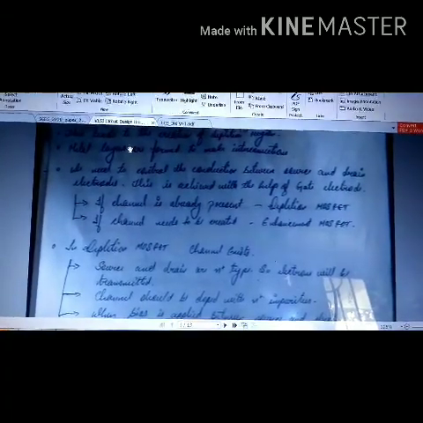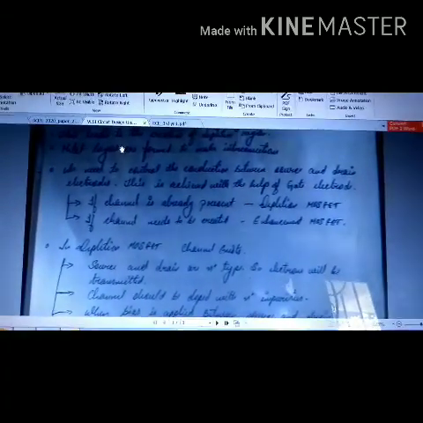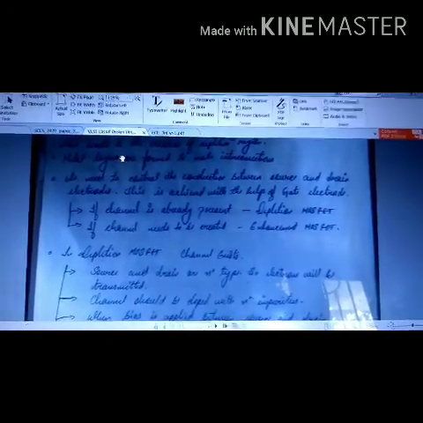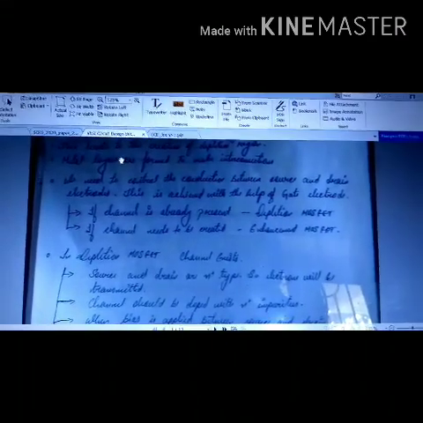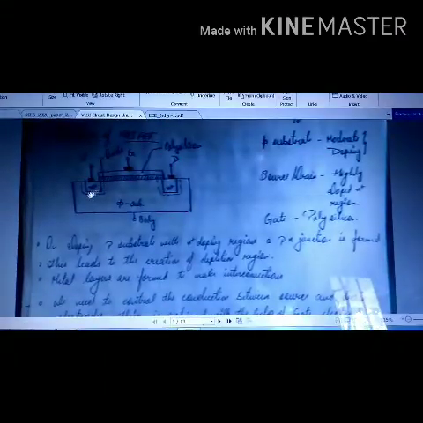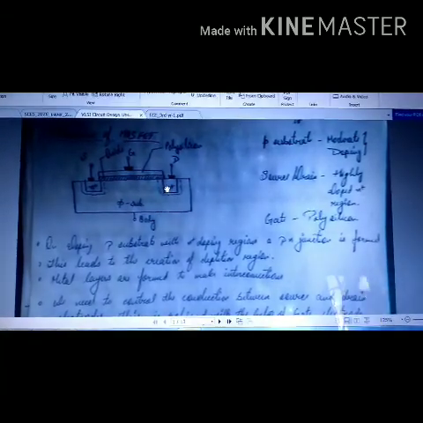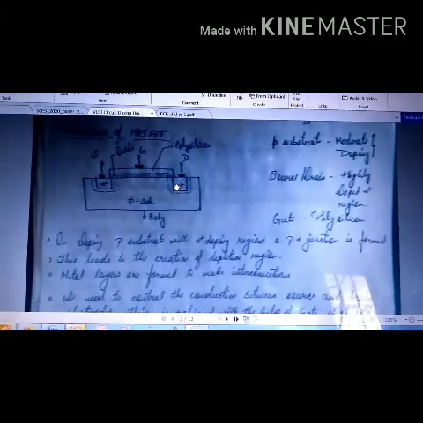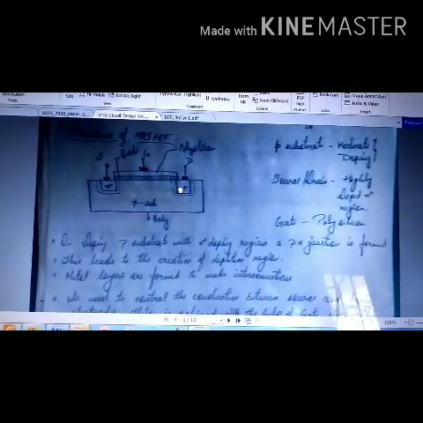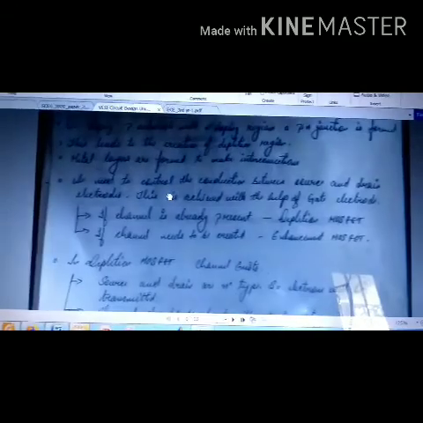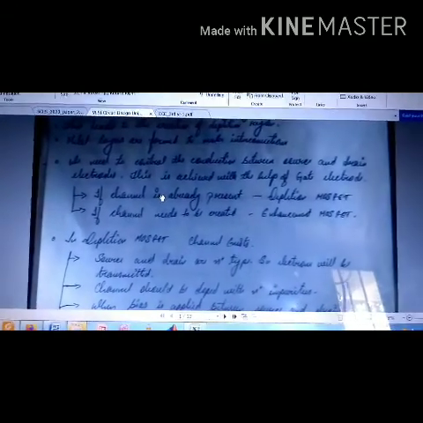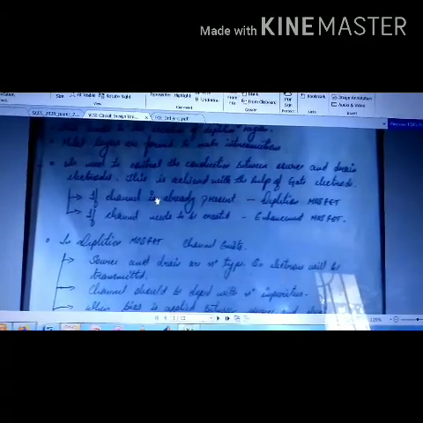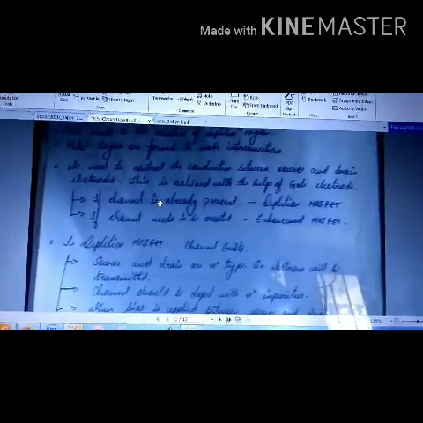Now MOSFET is basically divided into two types. One is the depletion MOSFET. In a depletion MOSFET, a channel exists between source and drain contact. Through this channel, conduction of electrons or holes takes place. Whereas the other type of MOSFET is the enhancement MOSFET, in which a channel needs to be created with the help of proper gate biasing.